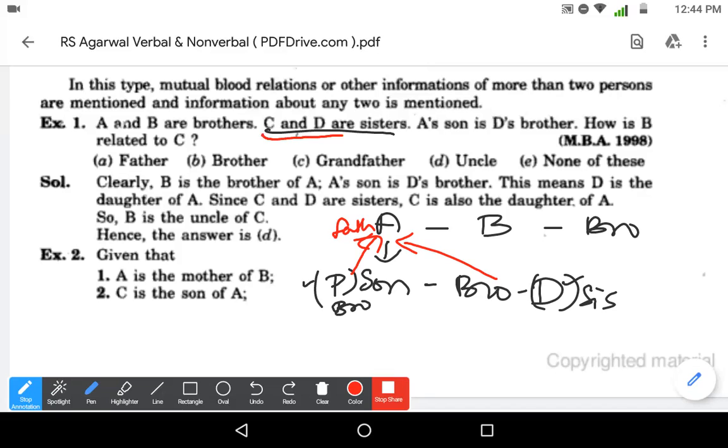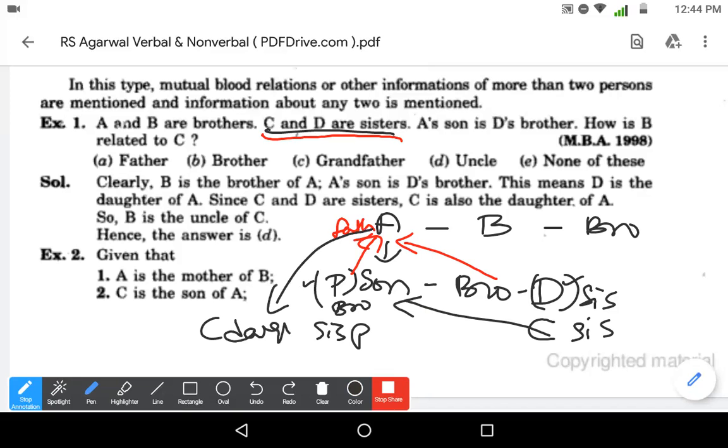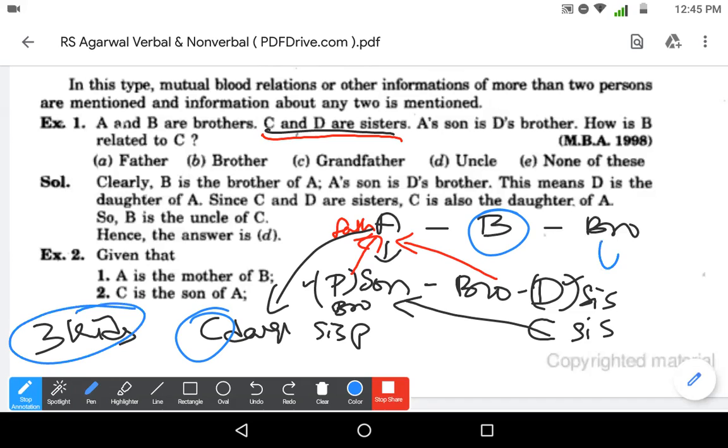Now, C and D are sisters. So if C is sister of D, C is also sister for P, which in return means C is also another daughter of A. So A has three kids: P, C, and D. Now, they are asking us the relation between C and B. A's brother is B. So for A's kids, B will become uncle. Imagine yourself in the place of C. Your father's brother is an uncle. So C's uncle is B. So the relationship here is uncle.